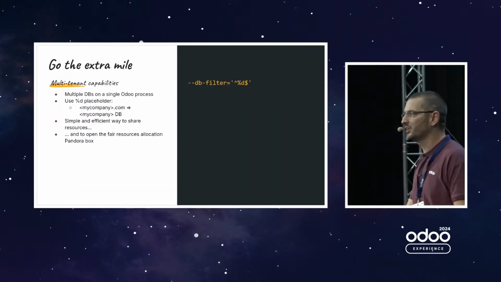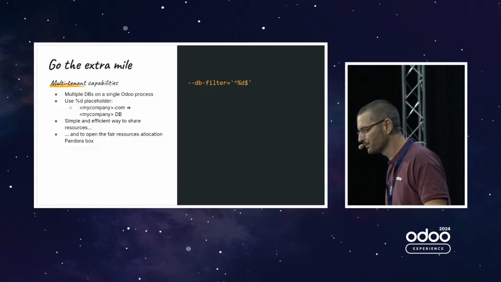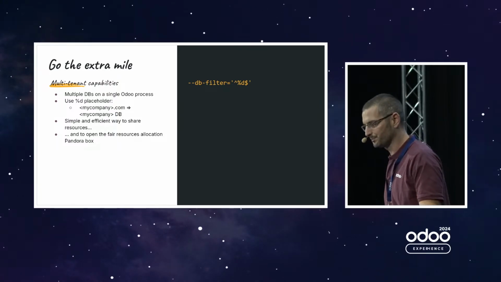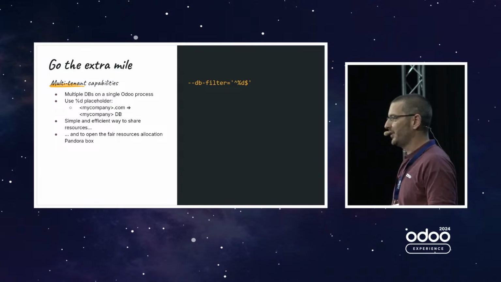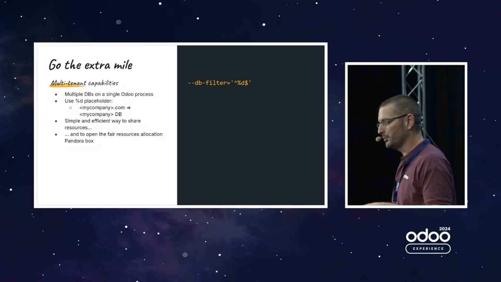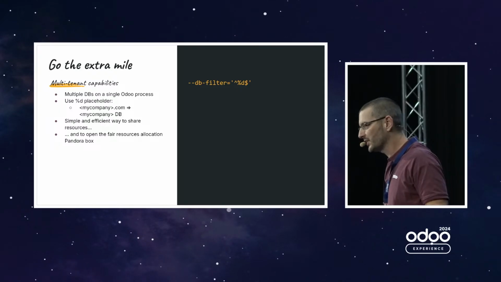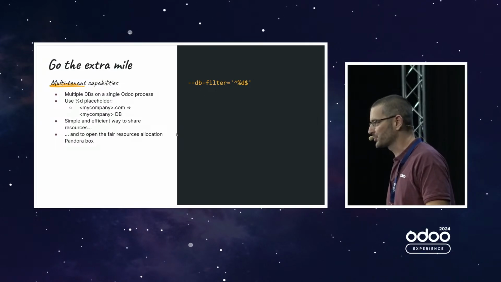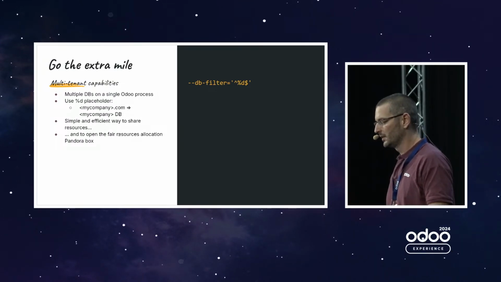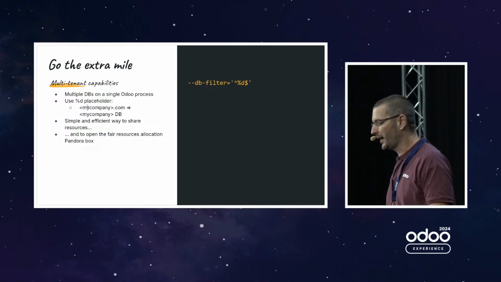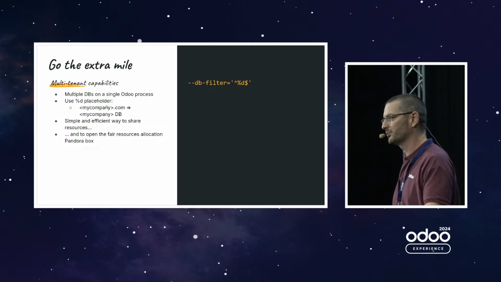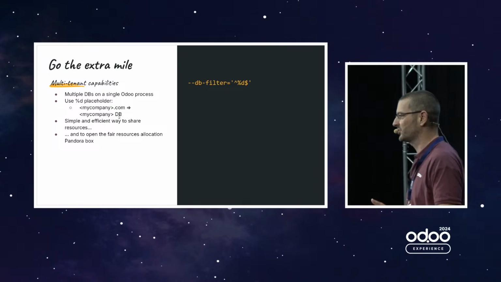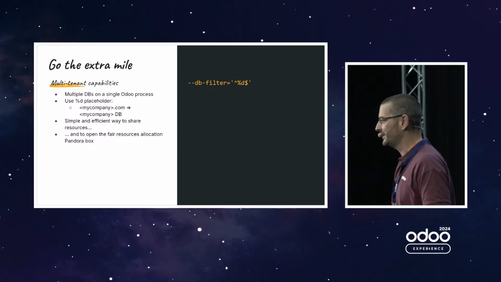There are a couple of extra things that we can do with Odoo. First is to take advantage of the multi-tenant capabilities. So if you have more than one customer, you can run multiple databases on a single Odoo process. An easy way to do it is to use the %d placeholder with the db filter option. It's kind of a magic placeholder, so if you try to access mycompany.com, it will redirect the request to the My Company database.